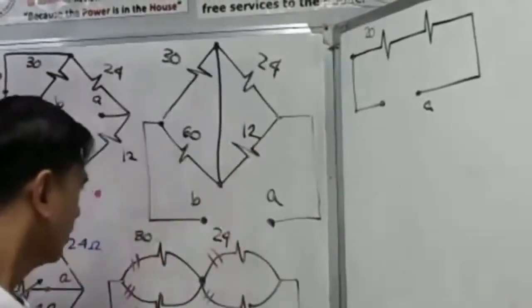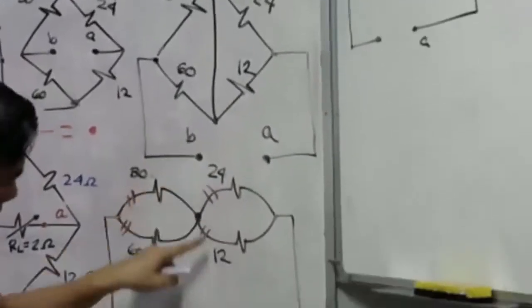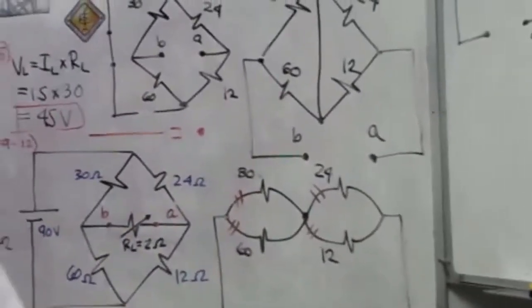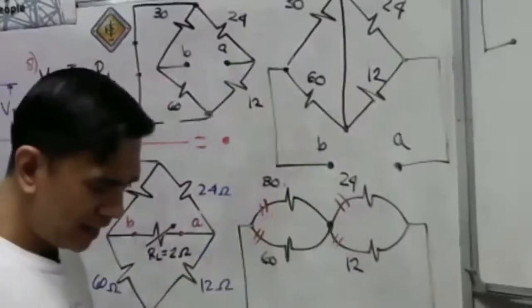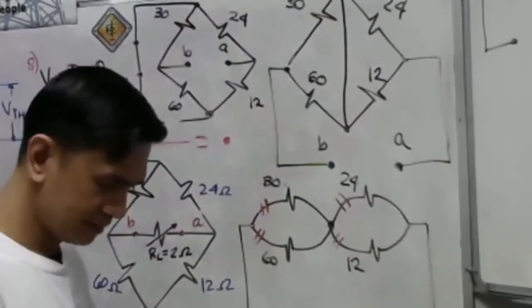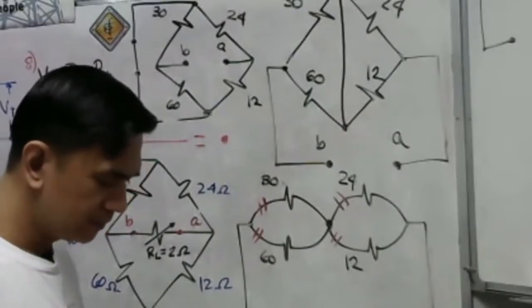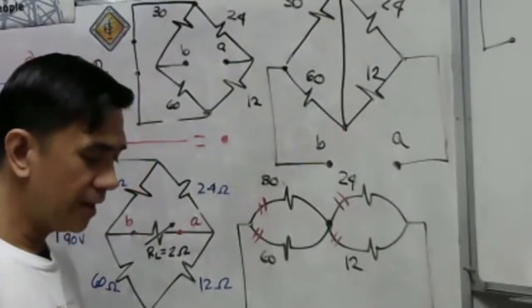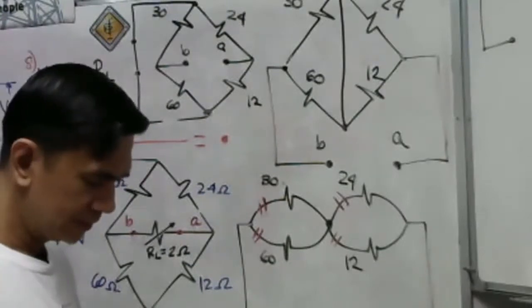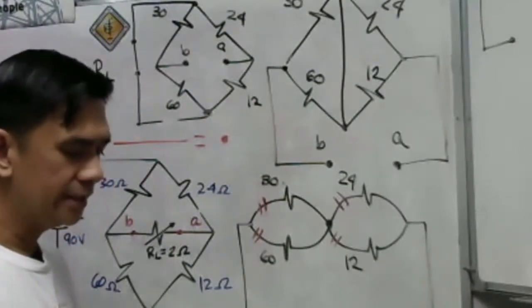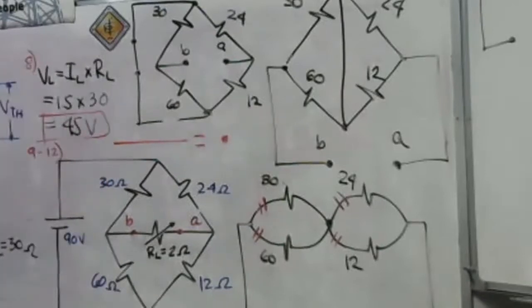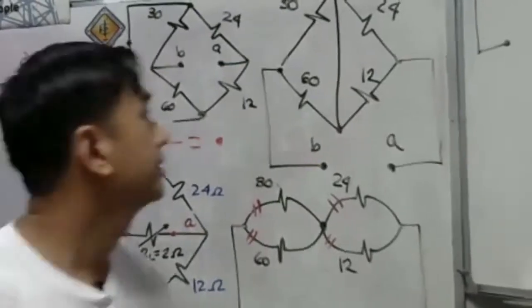Okay. What about the 24 and the 12 ohm? They are connected in parallel. Take a look here. This is 24 times 12 divided by 24 plus 12. Close parentheses. The answer is 8. The answer is 8.